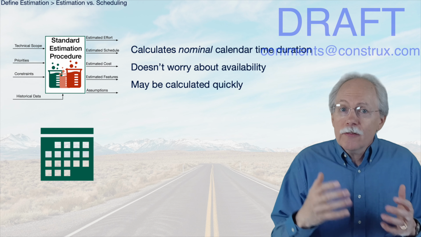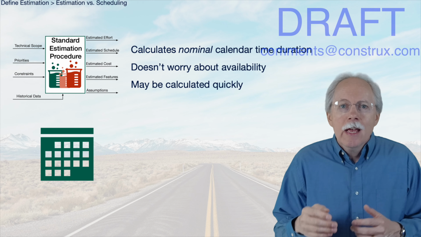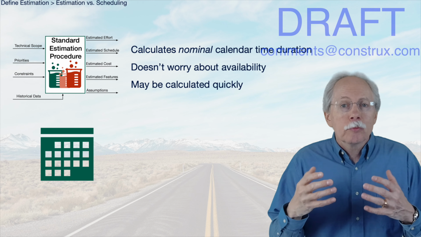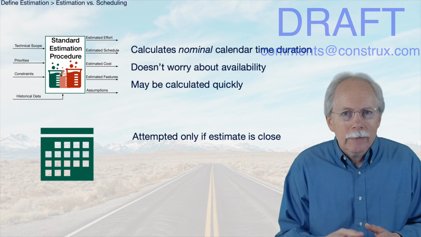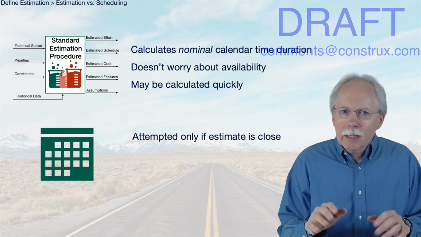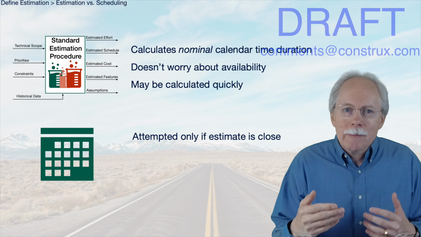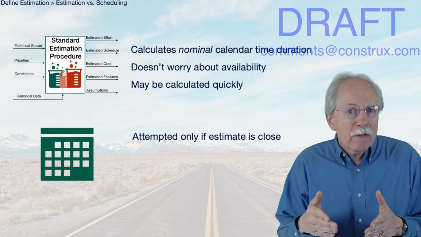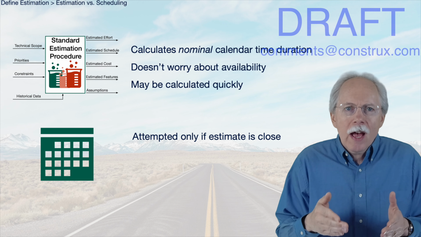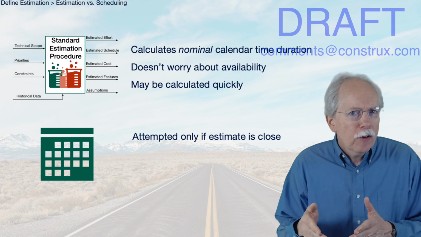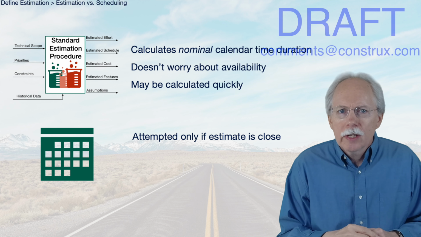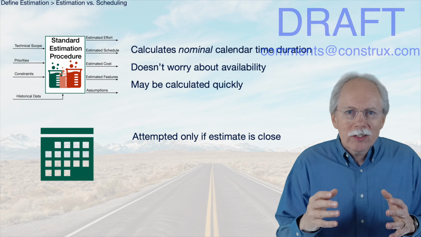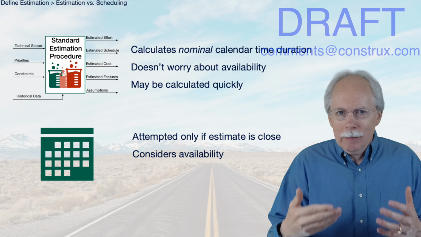Estimating a nominal schedule is different than creating a planned schedule. If my estimate nominal schedule is reasonable, I'm then willing to put the effort into creating a planned schedule. If I'm too far off in my estimate, if the nominal is too big, like my estimate says it's 8 months and we're hoping for 4, I'm not going to try to shove 8 months worth of work into 4. It's not close enough. I want to attempt this only if it's close. And once I start thinking about a planned schedule, I need to think about availability.